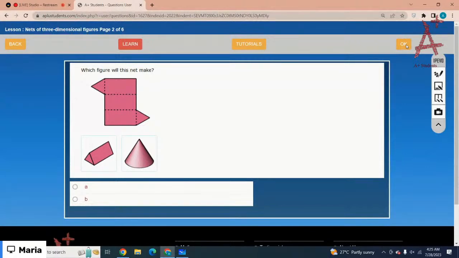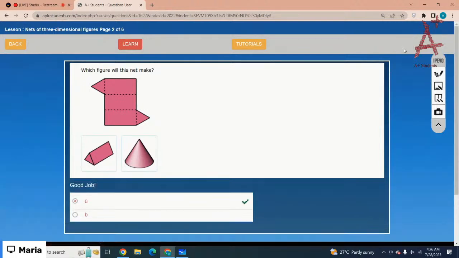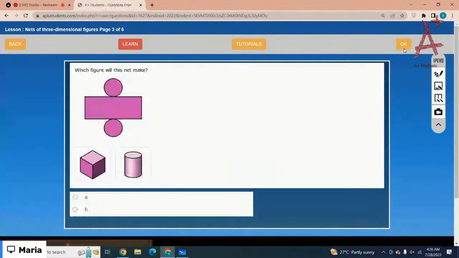Which figure will this net make? So which is the correct option? The correct option is, you can see you have the two triangular faces. So the correct option is option number A. Which figure will this net make? So which is the correct option?